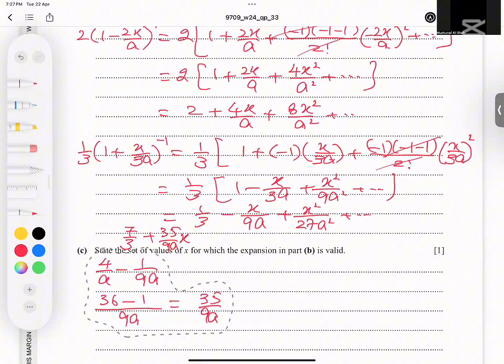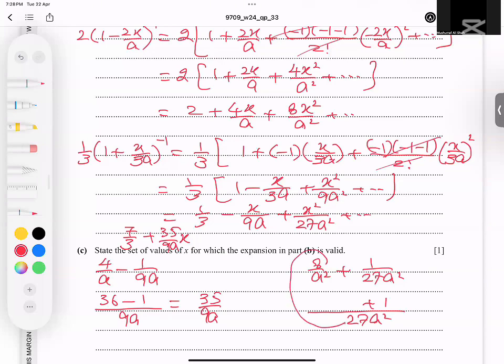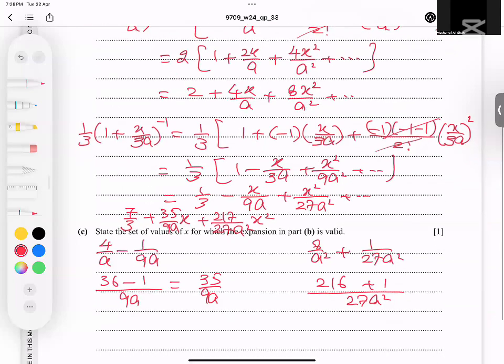Now I'm going for the last one. So x squared common out, and I get 8 over a squared plus 1 over 27a squared. LCM is 27, a squared is one copy. So 27 multiplies up. 27 times 8 gives 216. And I got 217. So 217 over 27a to the power 2, and x to the power 2. And this is my final answer.